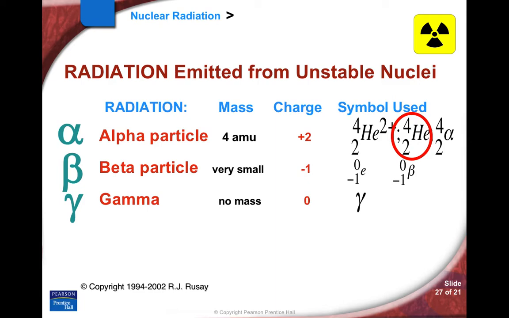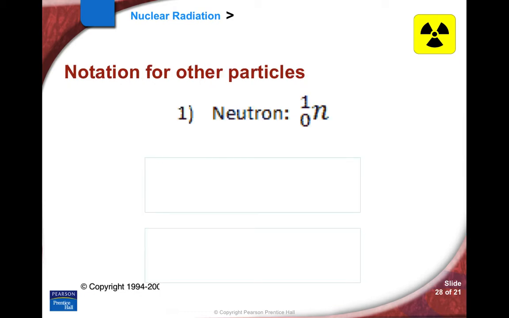Some books use all these different formats for alpha particles. I prefer to use 42He because it's a helium nucleus. For beta, I prefer to use 0, -1E, the E to tell me it's an electron, the -1 not just because of the charge, but because of how it changes the nucleus. We'll get into that in a minute. And then gamma, we just use the gamma. It doesn't change the contents of the nucleus, it just makes it less energetic when gamma rays are emitted.